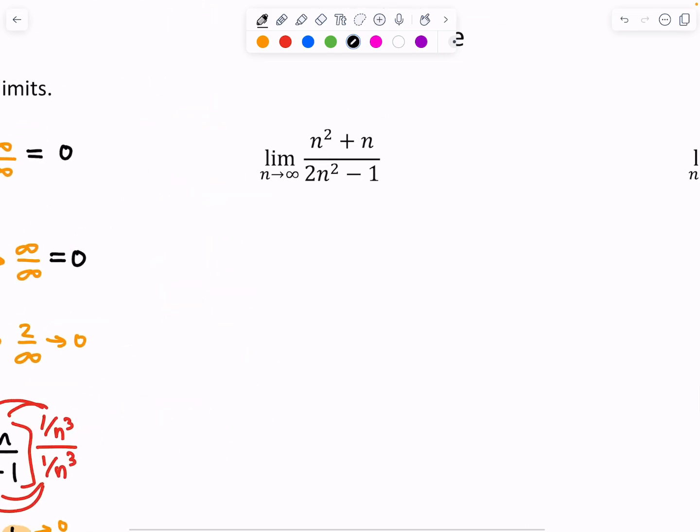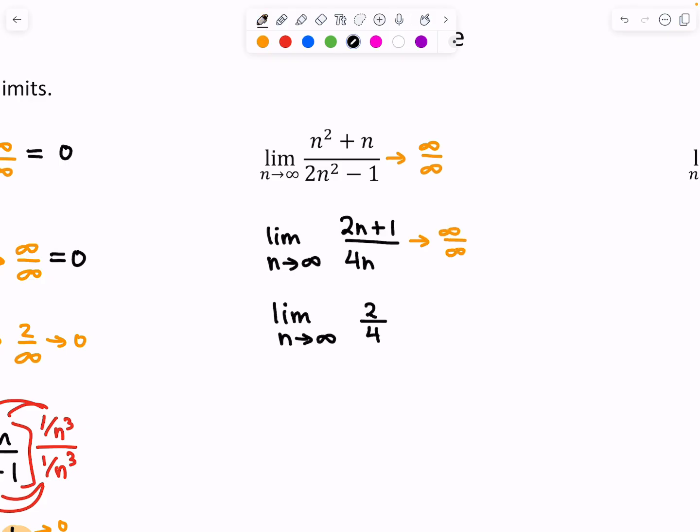Now the middle example, this approaches infinity over infinity again, so we can use L'Hopital's rule and take the limit as n goes to infinity of, instead, the derivative of the numerator, 2n plus 1, over the derivative of the denominator, which is 4n. This still approaches infinity over infinity, so apply L'Hopital's rule one more time. The derivatives of the numerator and denominator are 2 and 4, and this is now a constant sequence that has a limit of 2/4 or 1/2, which means that the original limit was 1/2.